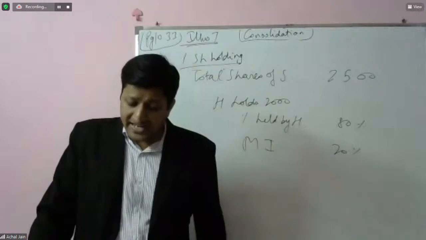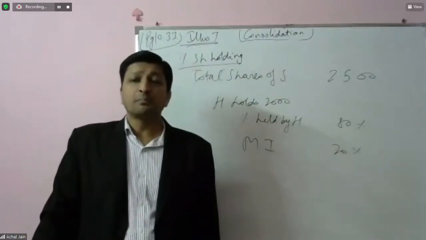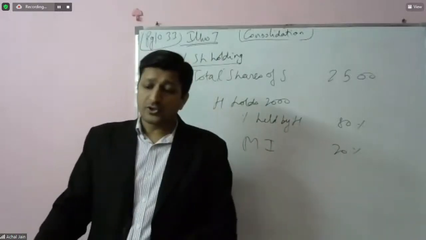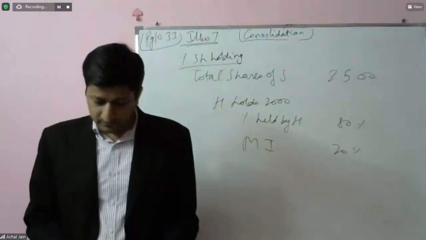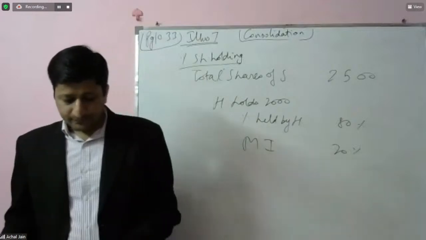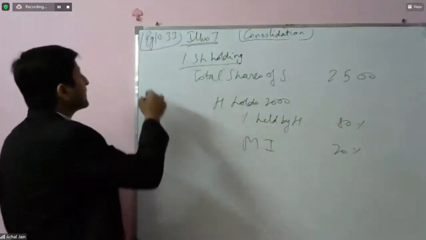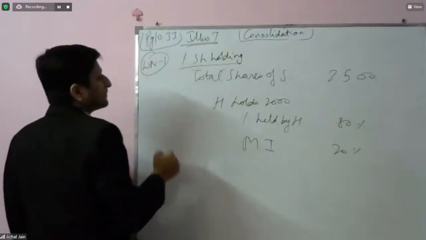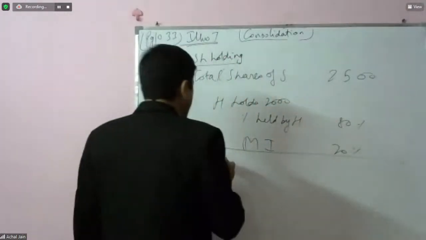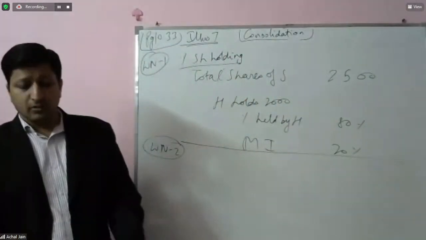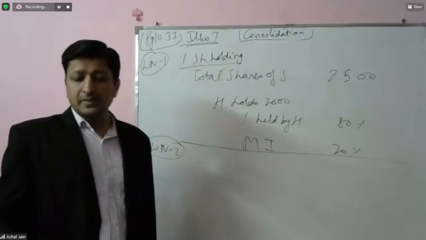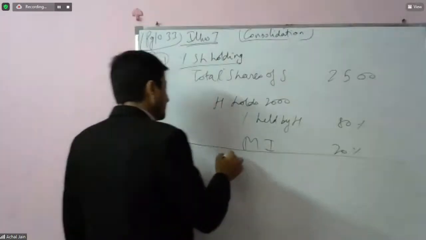Next will be to compute the amount of goodwill or capital reserve, because that is not available in the question. We will have to compute that. So we can move on to the next working notes. We can say this is working note number 1, and working note number 2. As we discussed, we can say calculation of goodwill or capital reserve.